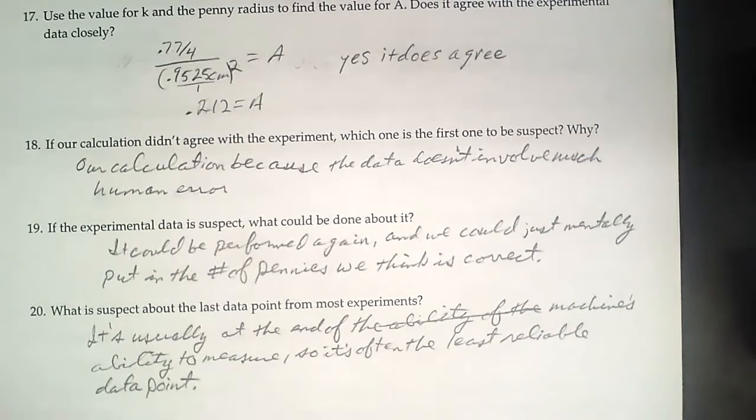What is suspect about the last data point from most experiments? The point here is that the data at the end of an experiment is sometimes the end point of what the machine's ability is to measure. It's usually at the end of the machine's ability to measure, so it's often the least reliable data point. So in a different kind of experiment where the machine is doing all the measuring, if it's right at the end of the ability to measure, then maybe the machine is unreliable at that point, and maybe that should be considered an outlier, and we shouldn't rely too much on that data point.